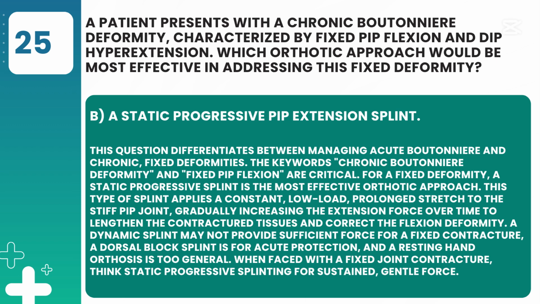A dynamic splint may not provide sufficient force for a fixed contracture, a dorsal block splint is for acute protection, and a resting hand orthosis is too general. When faced with a fixed joint contracture, think static progressive splinting for sustained, gentle force.